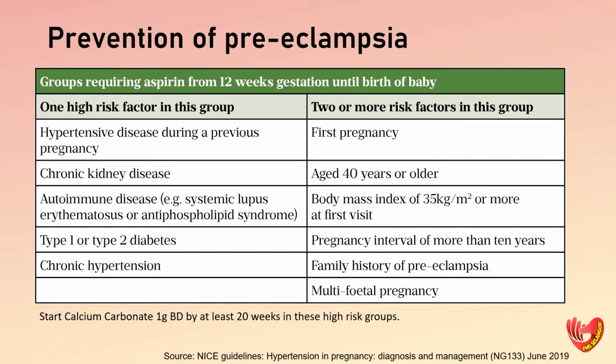Those categories on the left side of the table require only one risk factor to be started on PE prophylaxis, whereas those on the right require 2 or more. We consider high risk factors in patients who have had hypertensive disease in previous pregnancy, those who have chronic kidney disease, autoimmune disease, type 1 or type 2 diabetes, or those who have chronic hypertension. And moderate risk factors are those who are in their first pregnancy, age 40 years or older, with a BMI of more than 35, pregnancy interval of more than 10 years, presence of family history of preeclampsia, or those who are currently having a multi-fetal pregnancy.